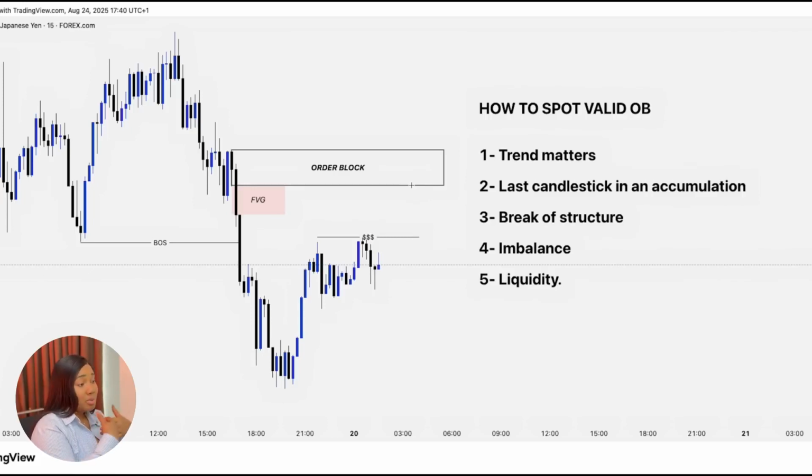Because personally for me, any order block that doesn't have imbalance, I'm not really comfortable with it. I need to see that imbalance present before I will tag that order block as valid.